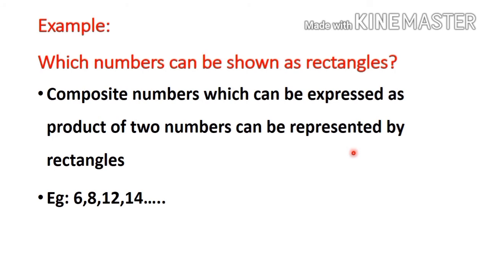Composite numbers will have more than two factors. For example, 6. 6 is divisible by 1, by 6, by 2, and by 3. That means the number has more than two factors: it is divisible by 1, by itself, and also by other numbers like 2 and 3. So that is known as composite numbers. Those numbers can be represented using rectangles, like I said before.